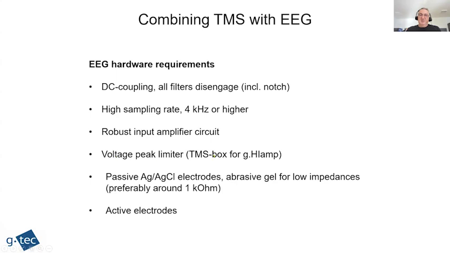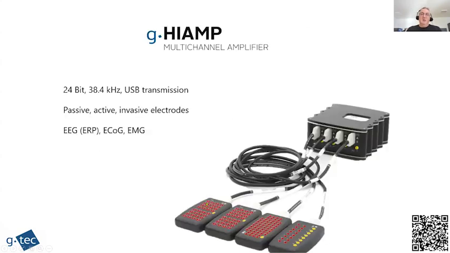Then, as mentioned, we need a peak limiter for the input box, and you should be using either passive electrodes, which are preferable for the short latencies, or active electrodes, which can record everything from 10 milliseconds onwards.